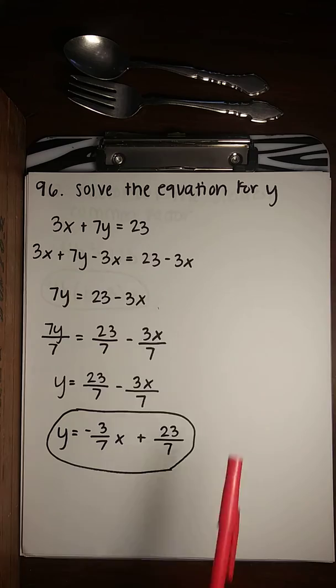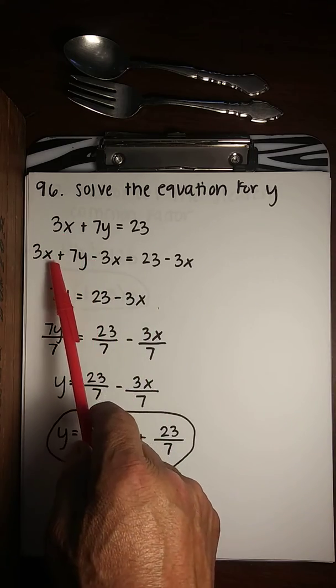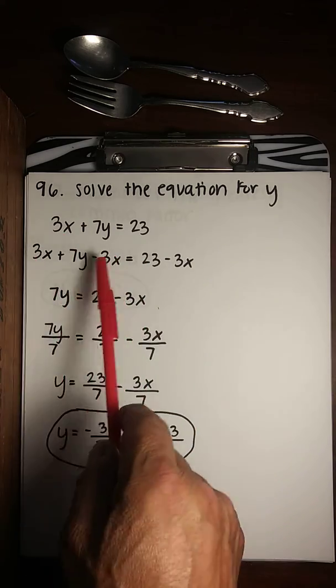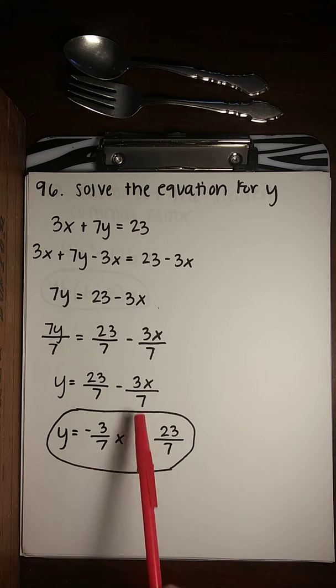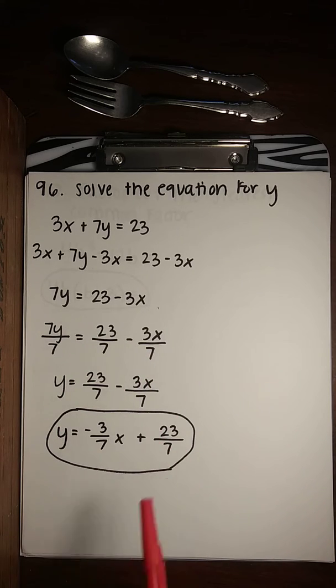Solve for y. So subtract 3x, these are gone. 7y equals this, divide by 7, 7 is 7. Got this answer, or you can rewrite it as this one first, that one second.